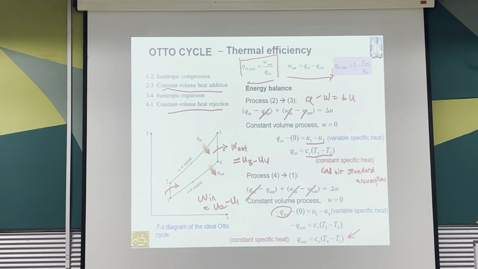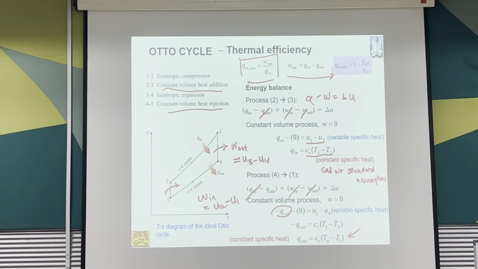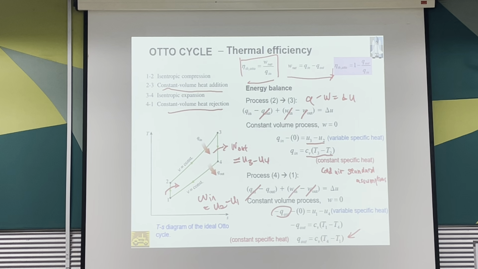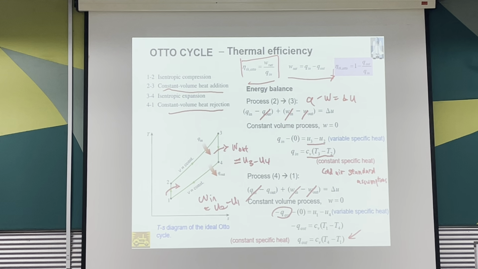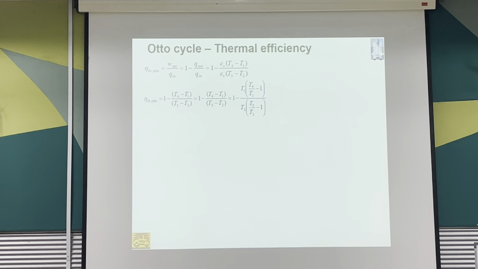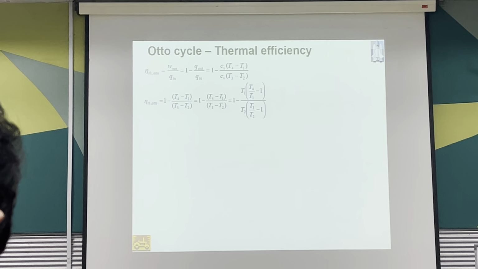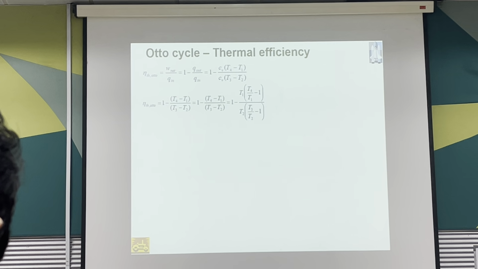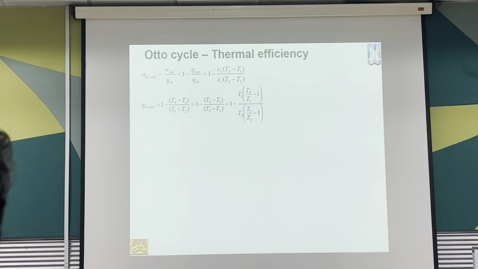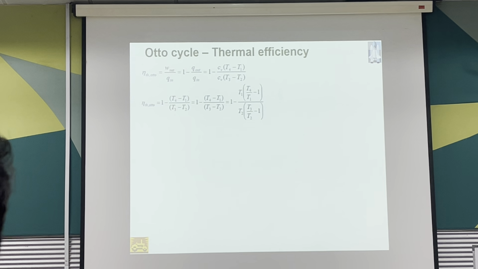Alright, so this is the general case. When it is variable specific heat, everything is again from the table. So that we will see in one example. Okay, so now we want to further derive a certain equation for thermal efficiency.